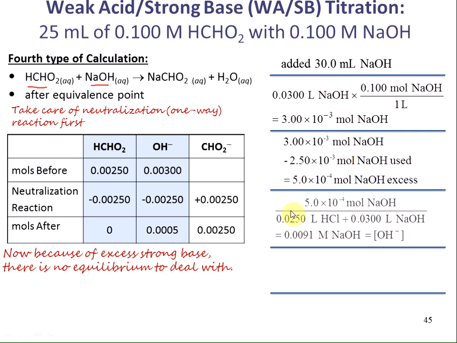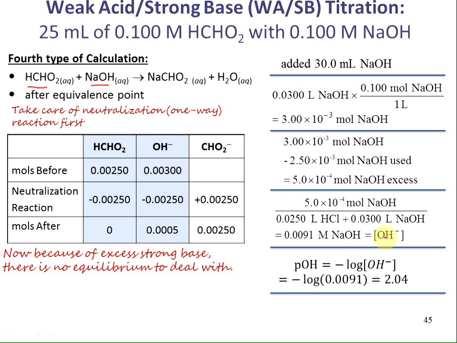So I determine the amount of sodium hydroxide in excess. Remember, we have that 0.5 millimoles of sodium hydroxide left over after the neutralization. I find the molarity of that excess sodium hydroxide by dividing those moles by the total volume. So it's 25 mL of the acid plus the 30 mL of sodium hydroxide, giving a total volume of 55 mL. And the concentration of my sodium hydroxide is 0.0091 molar. Because this is a strong base, it completely dissociates, so the 0.0091 is the concentration of my hydroxide.